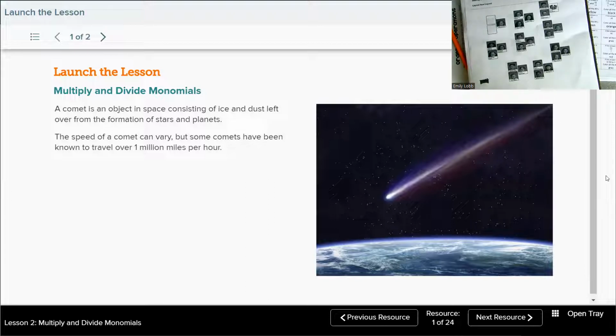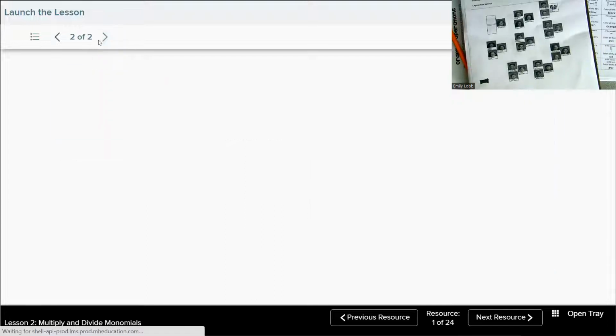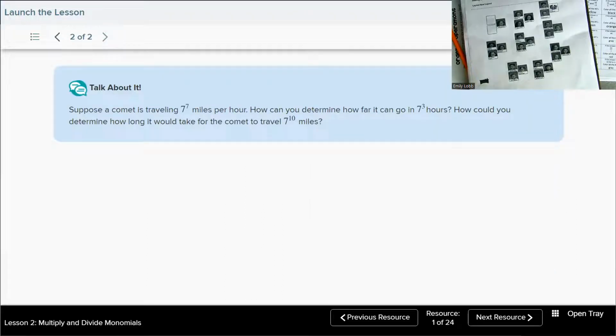All right, so a comet is an object in space consisting of ice and dust left over from the formation of stars and planets. The speed of a comet can vary, but some comets have been known to travel over 1 million miles per hour. That's pretty darn fast. So suppose a comet is traveling 7 to the 7th power miles per hour. How can you determine how far it can go in 7 to the 3rd hours? How could you determine how long it would take for the comet to travel 7 to the 10th miles?